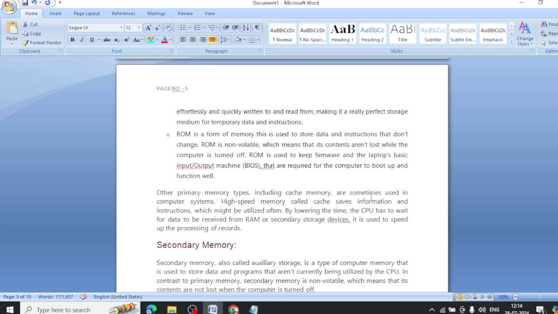ROM is a form of memory. This is used to store data and instructions that don't change. ROM is non-volatile, which means that its contents are not lost when the computer is turned off. Okay.